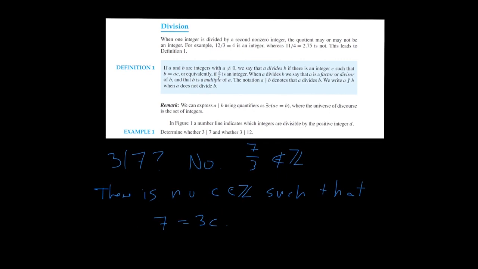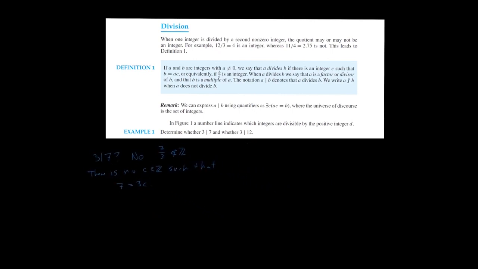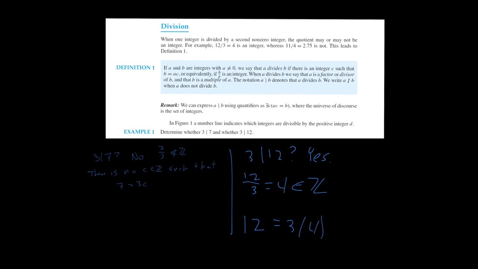But on the other hand, if we do the other example, the answer is going to be yes. So does 3 divide 12? Yes, because 12 over 3 is equal to 4, which is an element of the integers. Or said another way, we can write 12 as 3 times another integer. So because we can find this other integer 4 and write 12 equals 3 times 4, that means that 3 does divide 12.